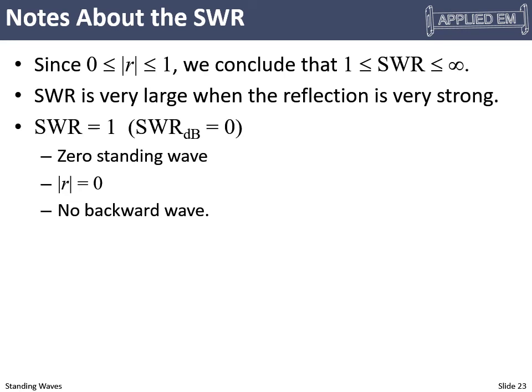So a standing wave ratio of 1, and by the way, when we express that in dB, that's 0. That means we don't have a standing wave at all. The reflection must be 0, or something else has somehow eliminated our backward wave.